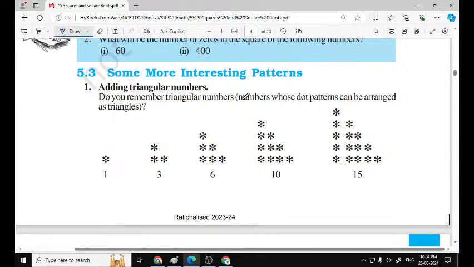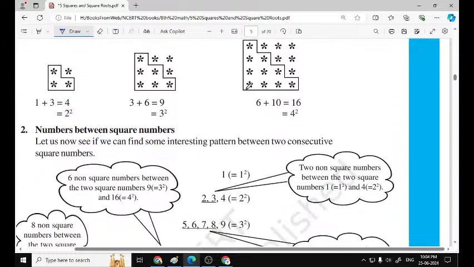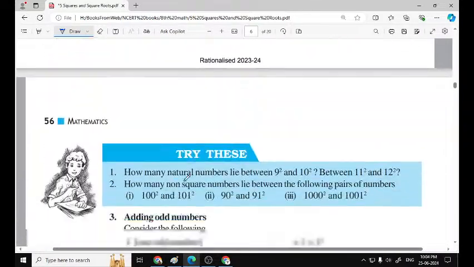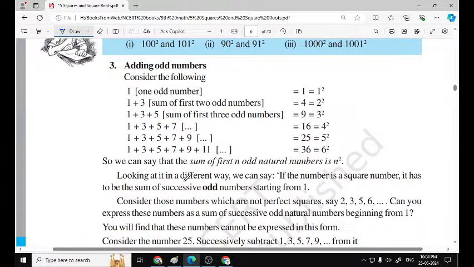More interesting patterns. Last time we have seen triangular numbers, numbers between two square numbers. Now let us start with adding odd numbers. Odd numbers in order are 1, 3, 5, 7, 9, 11. If we add two odd numbers, that is 1 plus 3, which is 4, and that is 2 square.